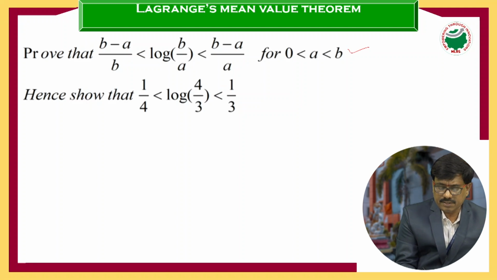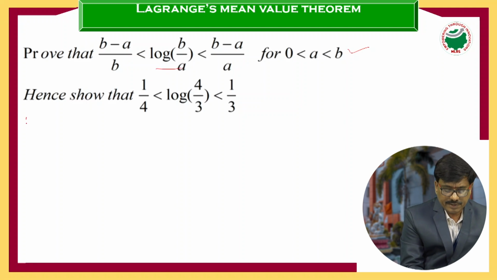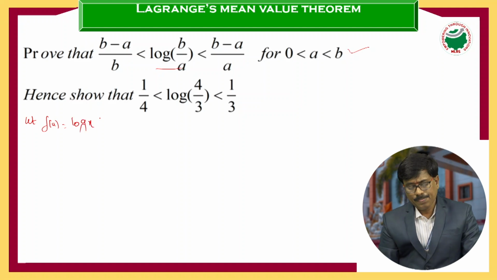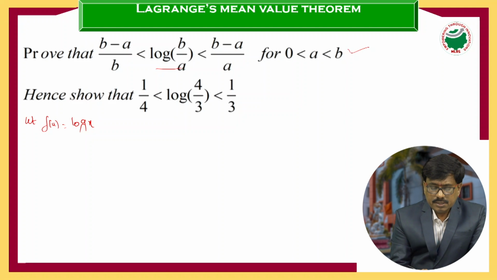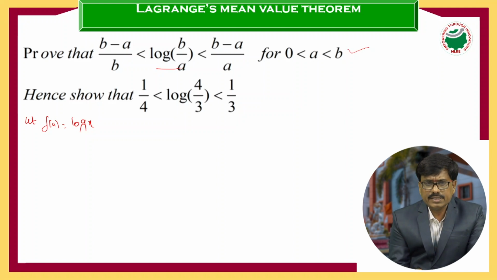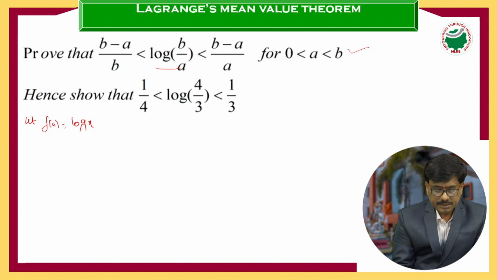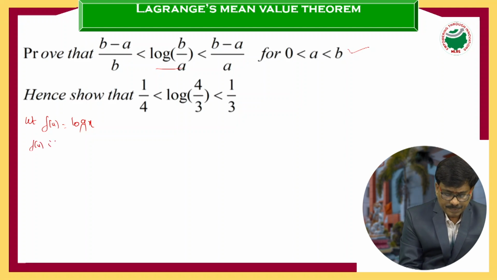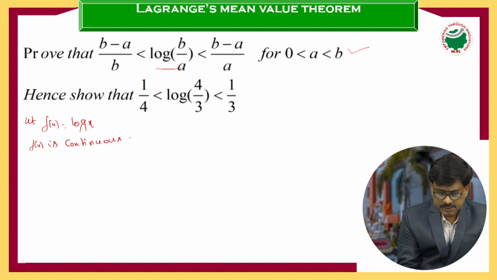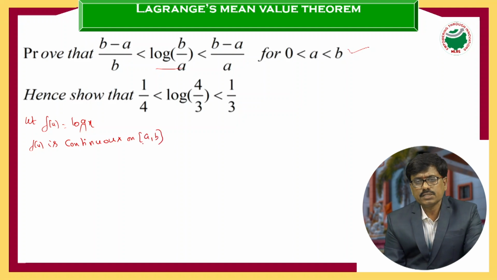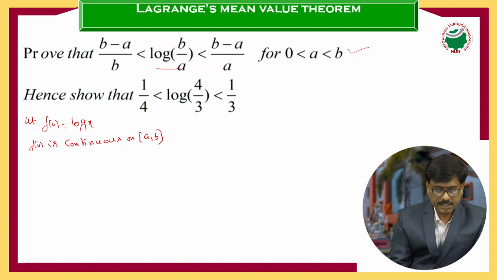Okay, let us define the function. Whenever we need to define the function, let f of x equal log x. Already in this condition, the boundary values lie between a and b. Therefore, f of x is continuous on the closed interval a comma b. This is the first condition of Lagrange's theorem.